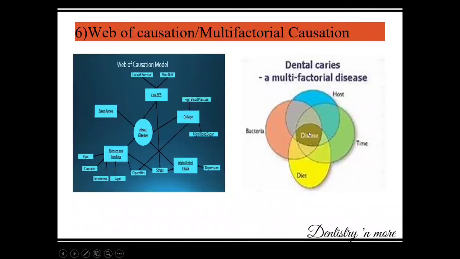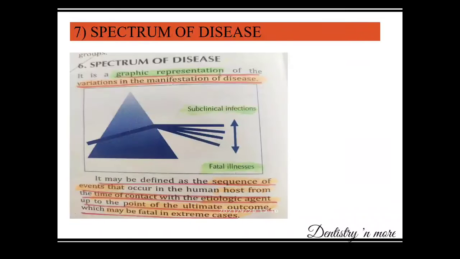Whereas the spectrum of disease is just a graphic representation of variation in the manifestation of disease. So disease will be starting as a subclinical infection and reaching a fatal illness. So it is a sequence of events that occur in the human host from the subclinical stage, that is the first contact of this agent, to the ultimate outcome, which can be the death of a person or a very fatal one.